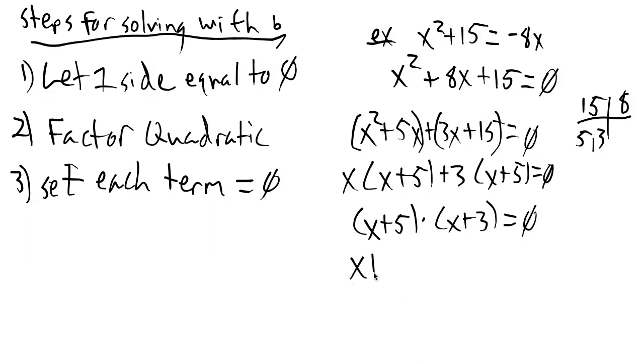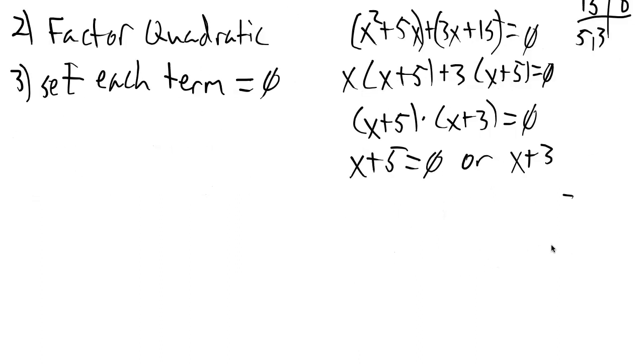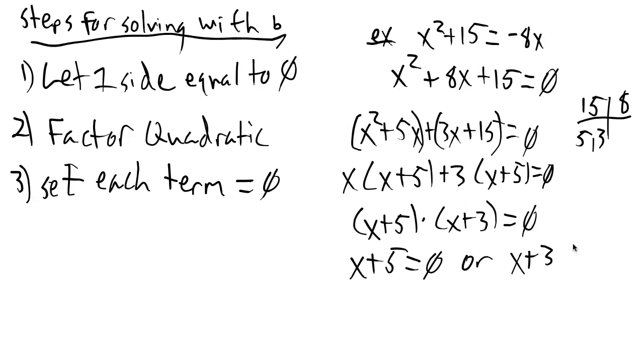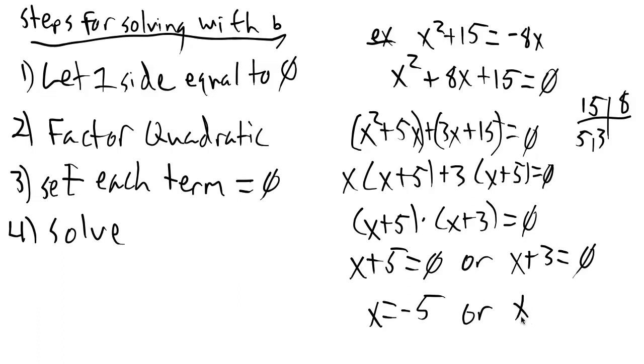So this becomes x plus 5 is equal to 0, or x plus 3 is equal to 0. Step 4 is going to be solve. Subtract 5, we get x is equal to minus 5, or subtract 3, we get x is equal to minus 3. So that's how you solve when you have a b value.